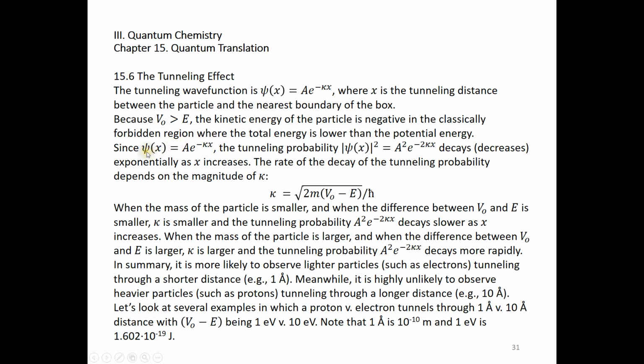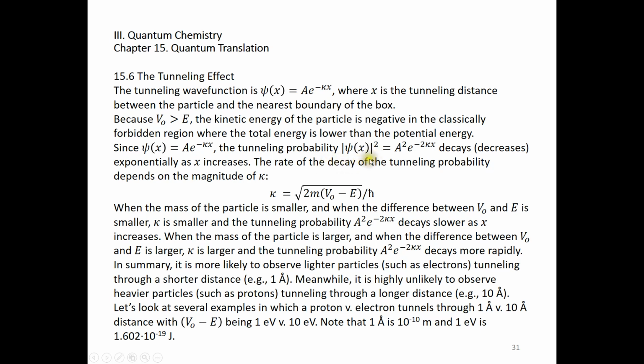Now, since psi is A times e to the power of negative kappa x, the tunneling probability density is psi squared. It's A squared times e to the power of negative 2 kappa x. Apparently, this function decays exponentially as x increases. When x increases, psi squared decreases.